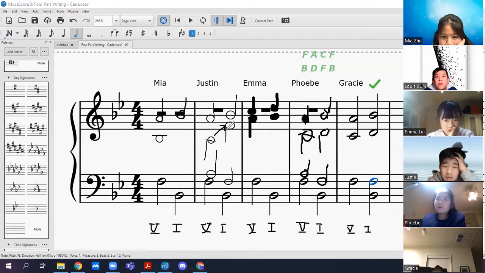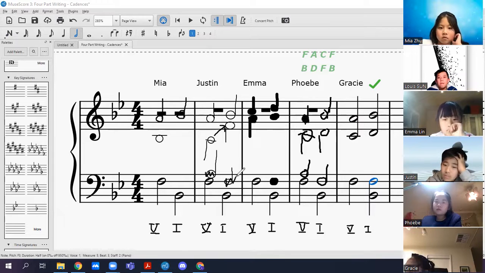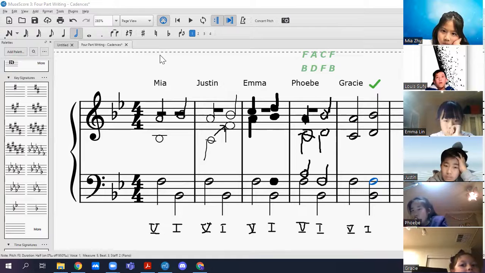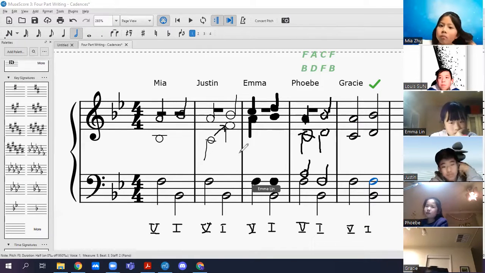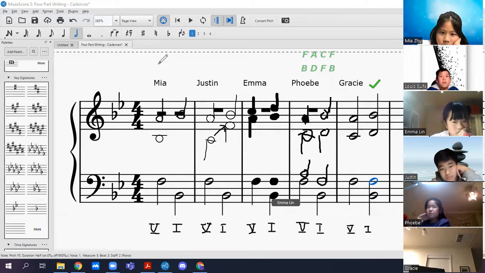This is too big of a leap, and it's because you're missing an F in there. You doubled A and you left out an F. And you also doubled F and left out a D. So for reference, the chord notes are FACF and B flat, D, F, B flat.